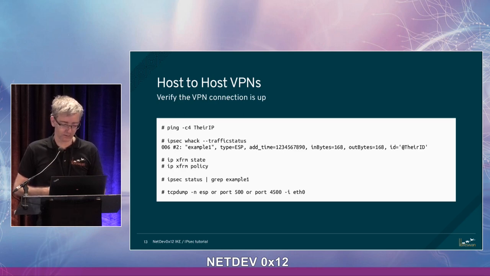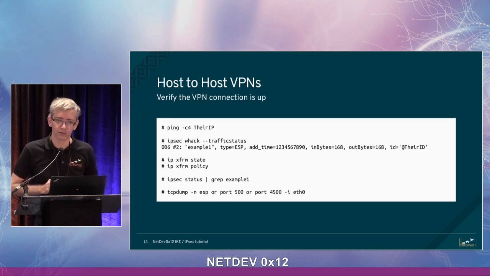You can also use tcpdump. This is the most common line. Remember that you're looking at ESP packets, but if you're also looking at the IKE packets, then that's port 500 and 4500. And if you're doing ESP encapsulated in UDP, that also goes over UDP port 4500. So this line catches all of that.